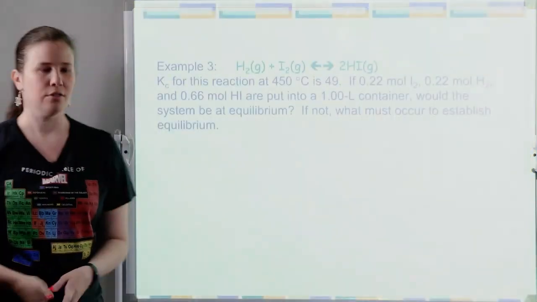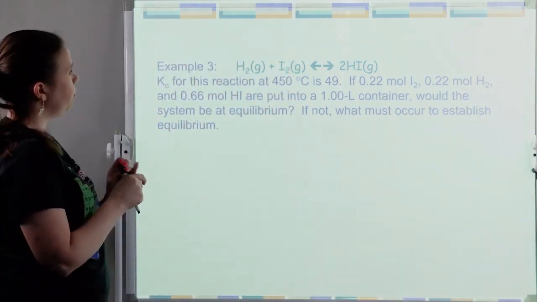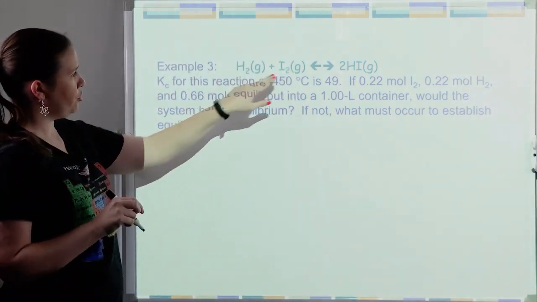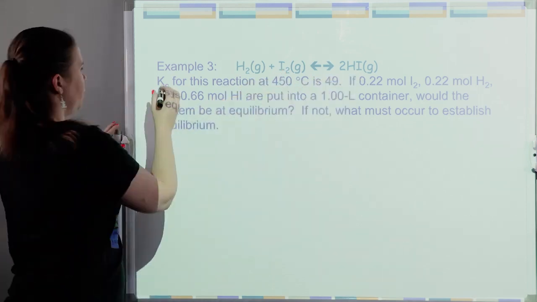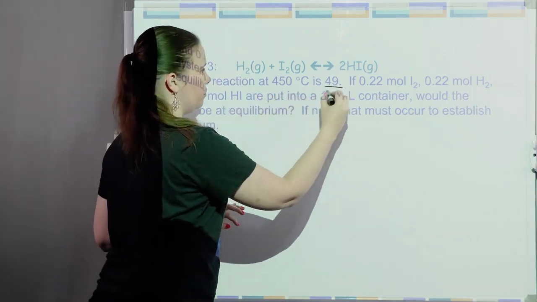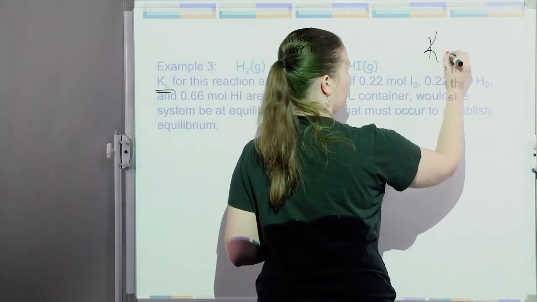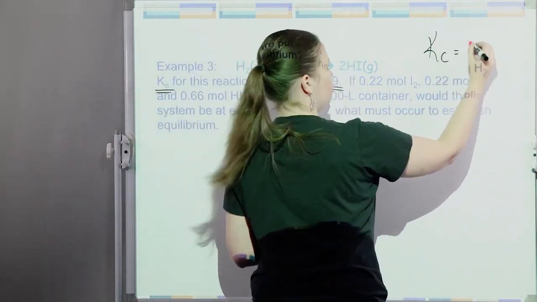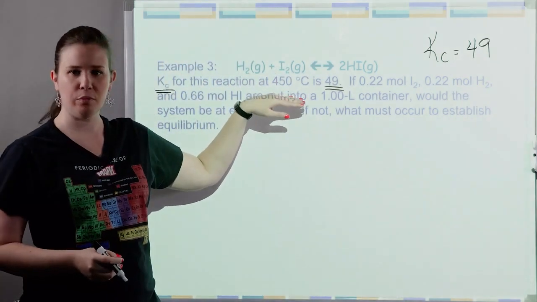All right, so let's actually try a problem. So, we have here hydrogen and iodine gas forming this hydroiodic acid. It actually gives me the Kc of the reaction to be 49. So I'm going to write that off to the side here. Kc equals 49. Notice that they mention the temperature.